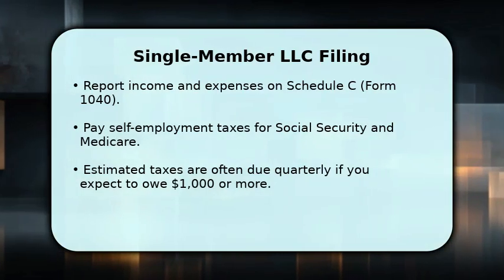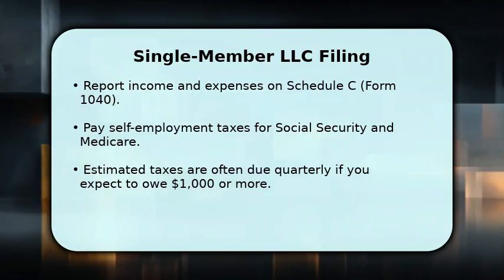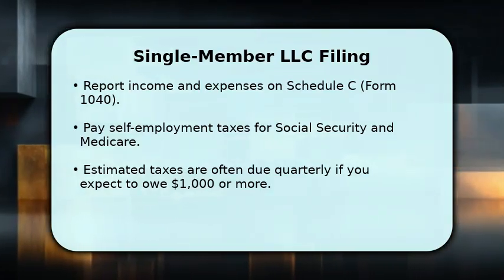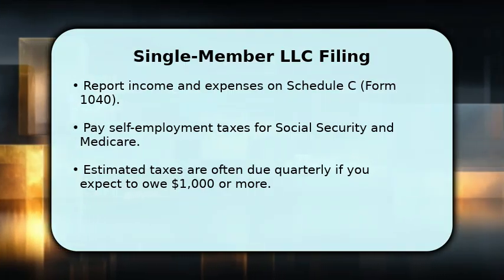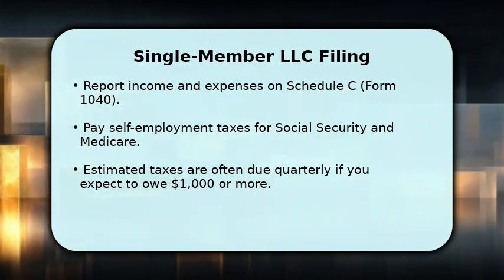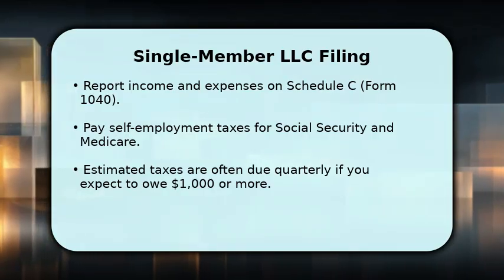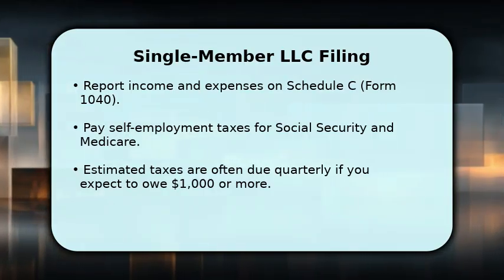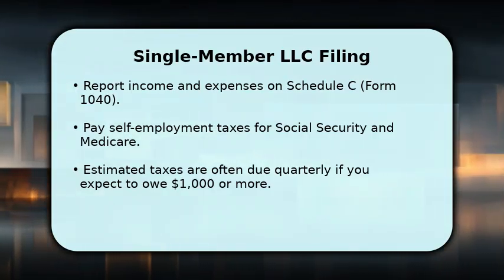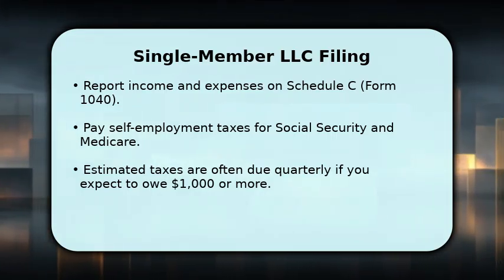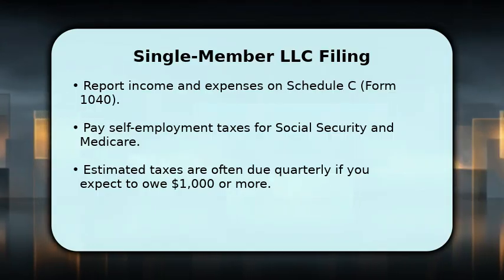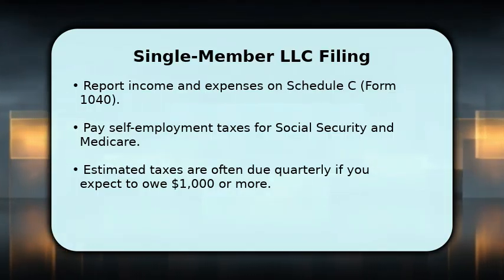For single-member LLCs, you'll report your business income and expenses on Schedule C of your personal Form 1040. This means your business profits are taxed at your individual income tax rate. You'll also need to pay self-employment taxes, which cover Social Security and Medicare contributions. Remember to make estimated tax payments quarterly if you anticipate owing at least $1,000 in taxes for the year.